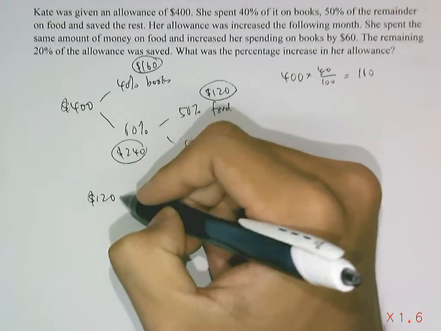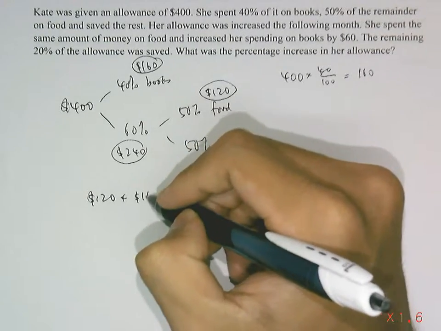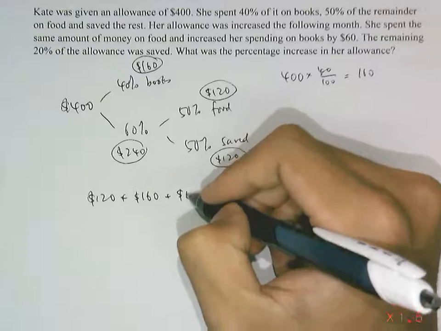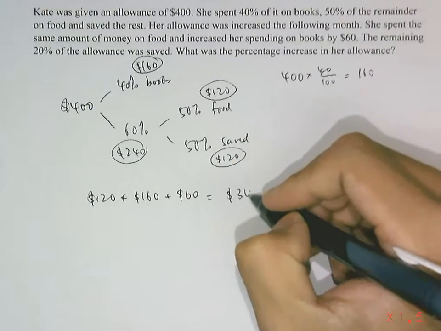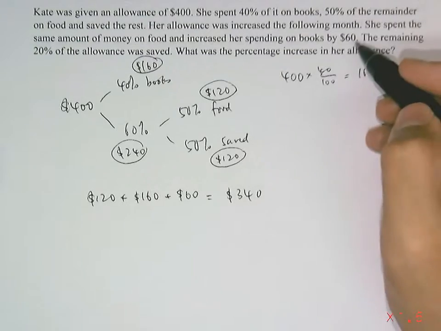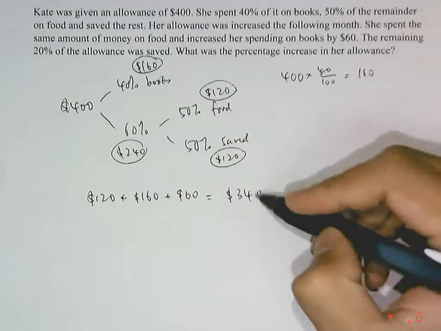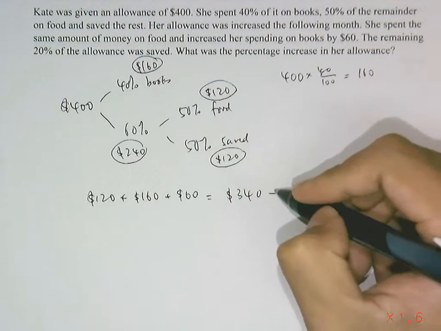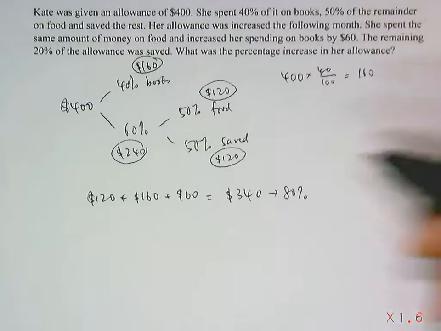In the following month, we know that she spent the same amount on food, so that will be $120 on food, with an additional $60 on the books. So the books was originally $160 plus an additional $60. This would add up to a total of $340. Now we know after all this expenditure, the remaining 20% was saved. So this amount that she spent would be equivalent to the 80% which she did not save.